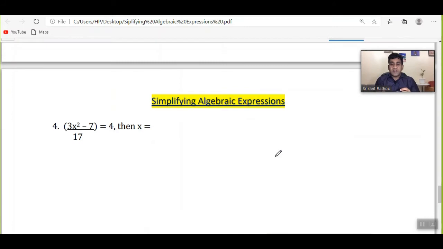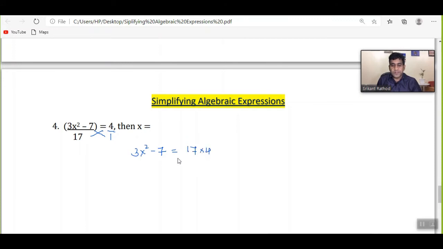Okay, let's consider another example here. 3x square minus 7 divided by 17 is equivalent to 4. Then what is the value of x? So just again do the cross multiplication. The denominator here is 1, so just do the cross multiplication here. Then the expression becomes 3x square minus 7 is equal to 17 times 4. Then simplify it further.